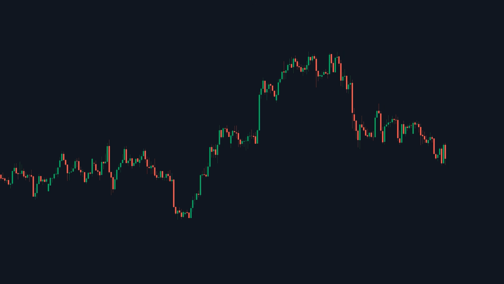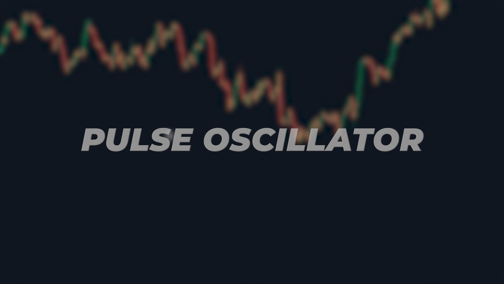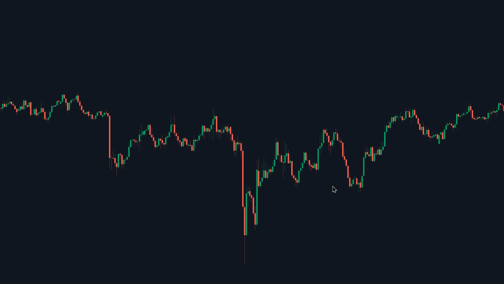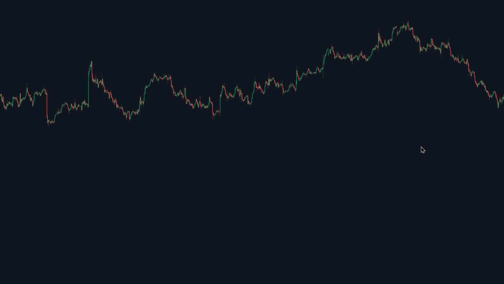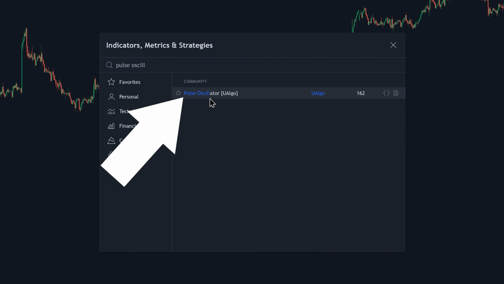Let's get into it. Now, to get started with this strategy, we need to add the Pulse Oscillator to our chart. To do that, we're going to go to Tradingview, which is the trading platform that I'm going to be using. If you haven't signed up yet, there's going to be a link in the video description for you to do that. Once you're all set up, open the indicator search tab and type in Pulse Oscillator. Be sure to select this one by UAlgo.